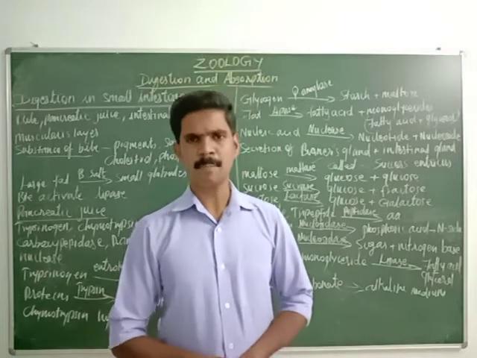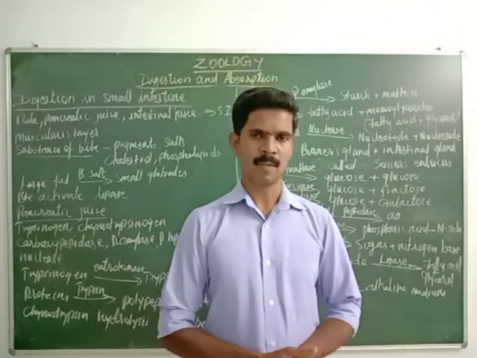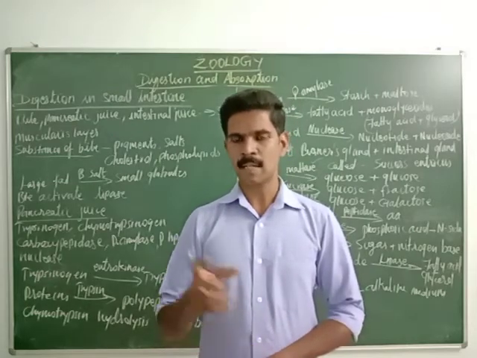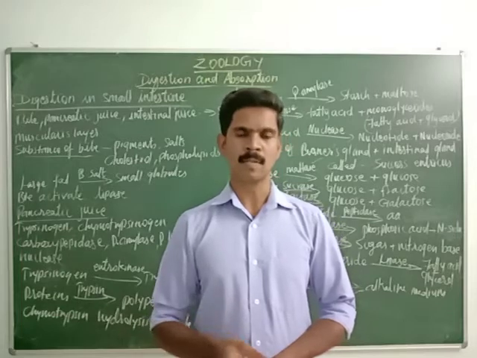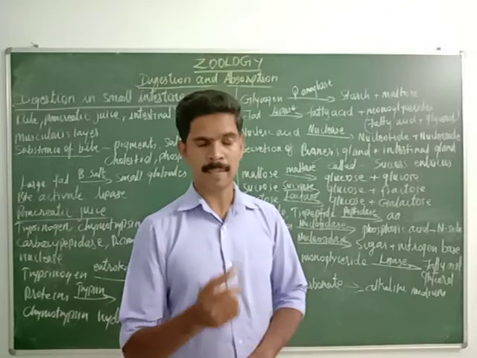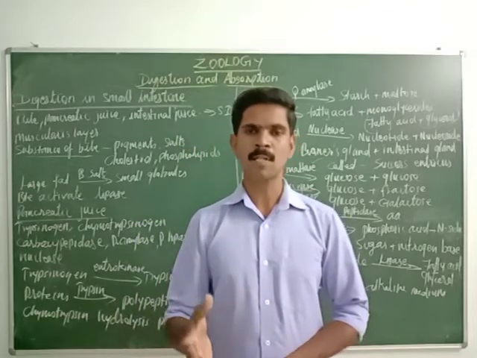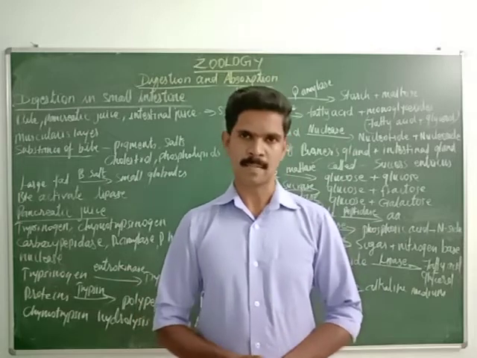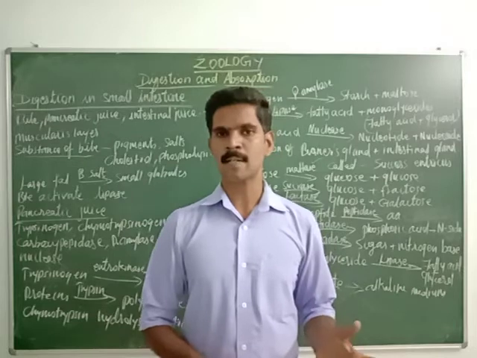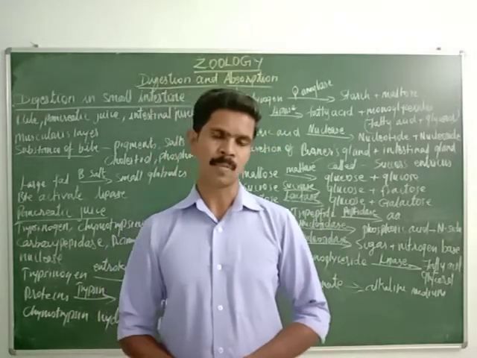Then the next point is that at the end of the digestion process, all the macromolecules, the large sized molecules, are converted into simple molecules or very small molecules. These simple molecules will be absorbed by the cells. For example, carbohydrates. Carbohydrates are converted into monosaccharides.